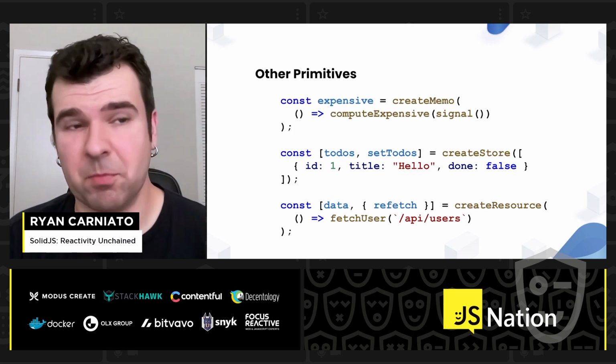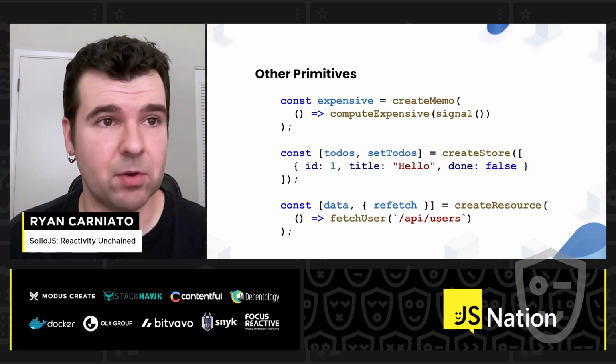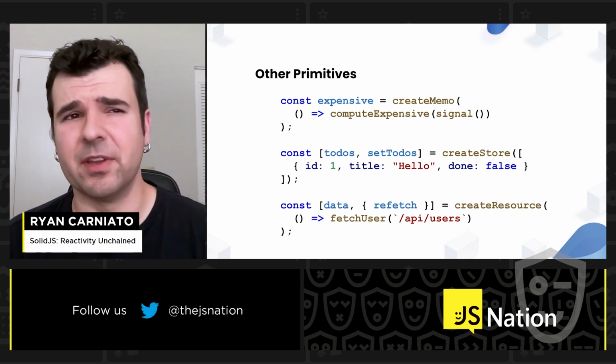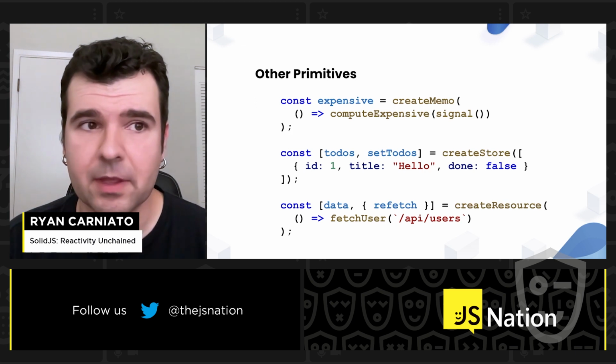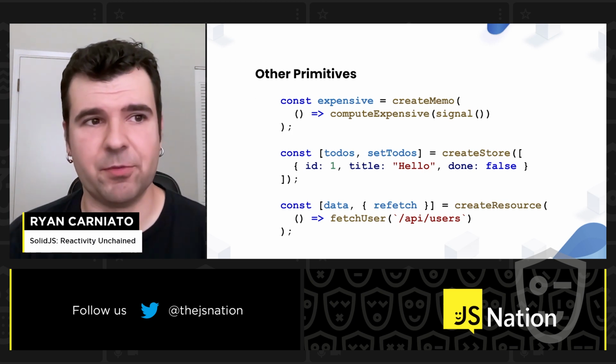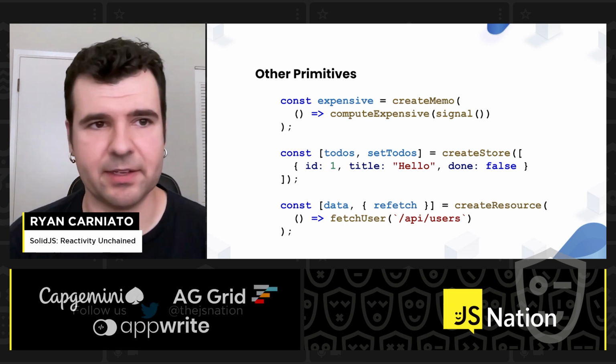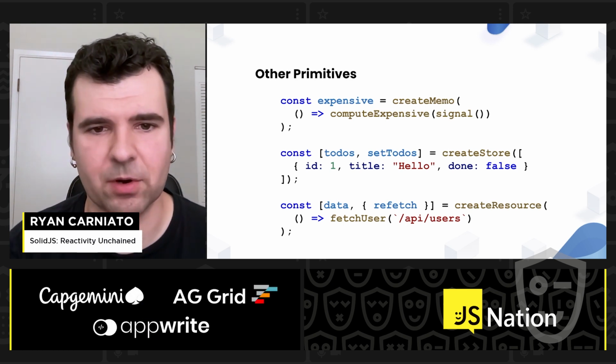But an example of a few important ones that ship with Solid are create memo, which can be used to cache expensive computations, create store, which is a proxy, which enables deep nested reactivity, and create resource, which is our first party primitive for data fetching and suspense. But enough on reactivity for now. Let's get back to our example.